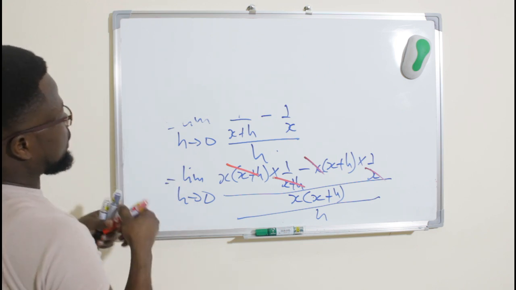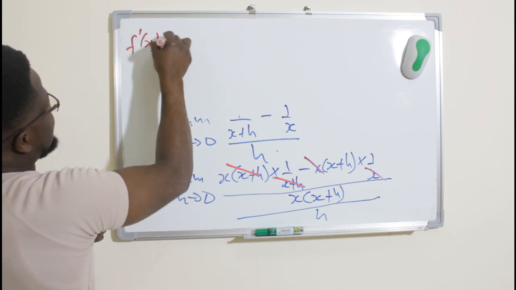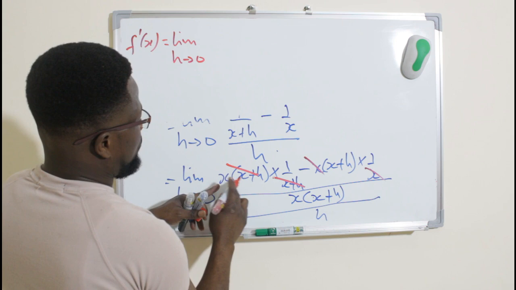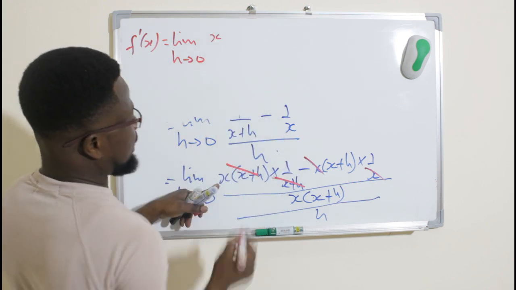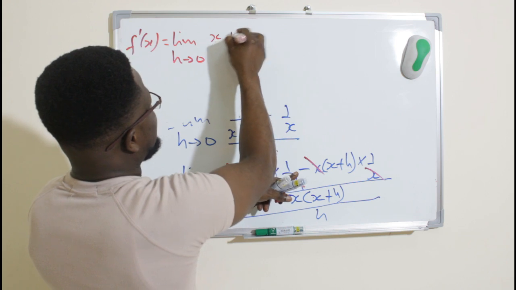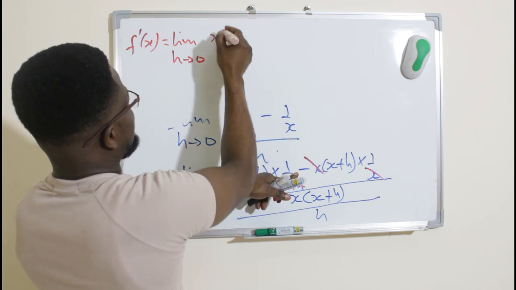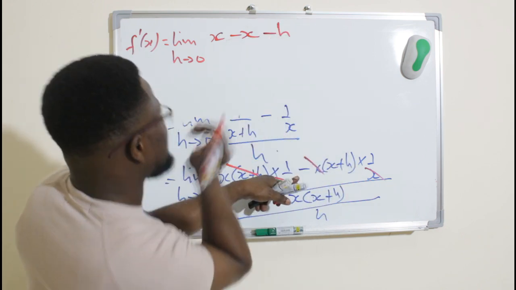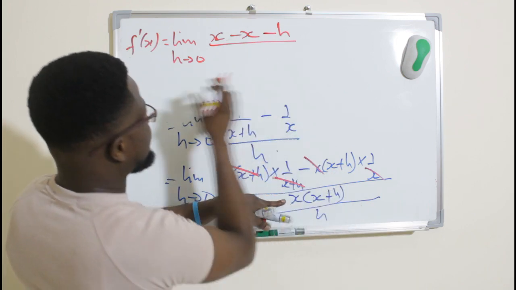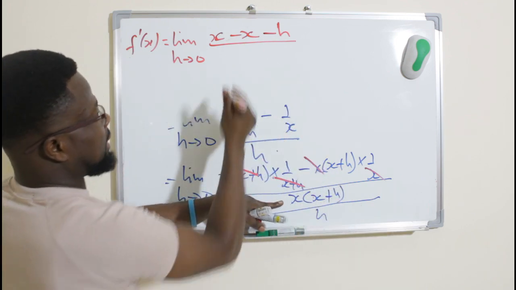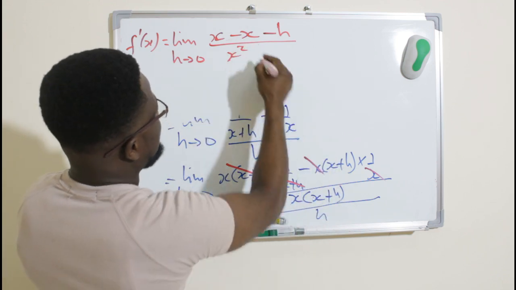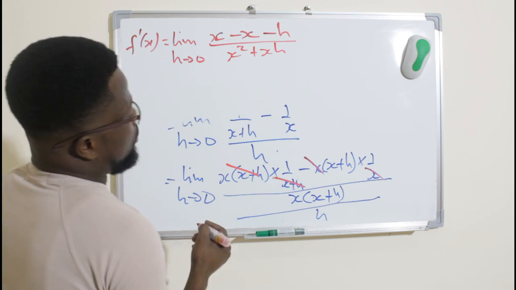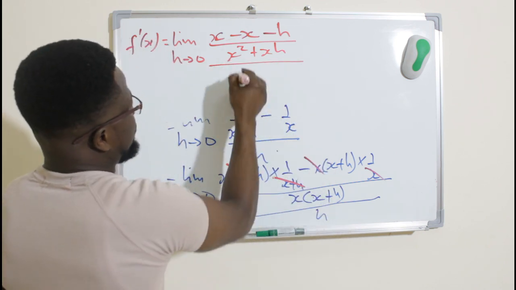Let me use a different color and make that simple. f prime of x is now going to be the limit as h approaches 0. Now it is x times 1, which is x. Negative times that is negative x. Negative times this, negative h. And we are dividing all by the denominator. This denominator, we can just expand it now and get x squared plus xh. And now it is divided by this h here.